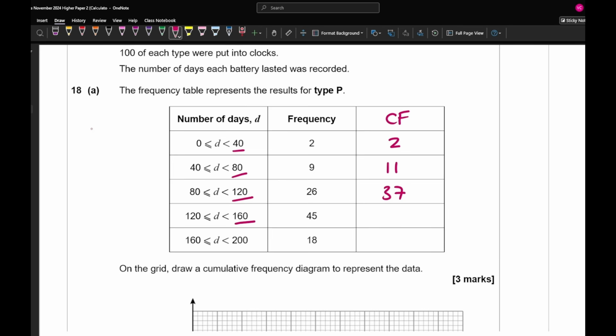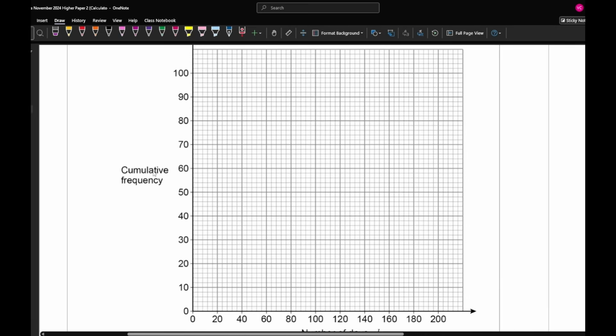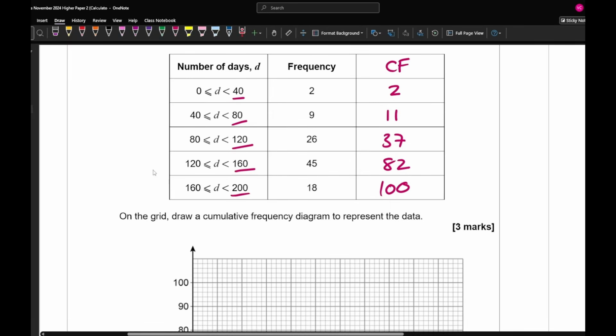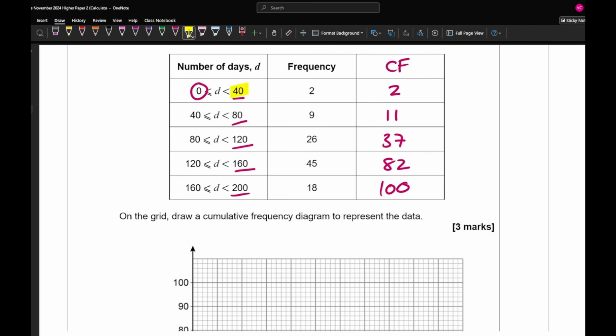How many batteries lasted less than 160? Well, that's going to be 45 plus 37, which gives me an answer of 82. And then how many batteries lasted less than 200? That's pretty much all of them, which is 100. Then what I need to do is plot this on the cumulative frequency grid, starting at 0, and plot a point at these coordinates.